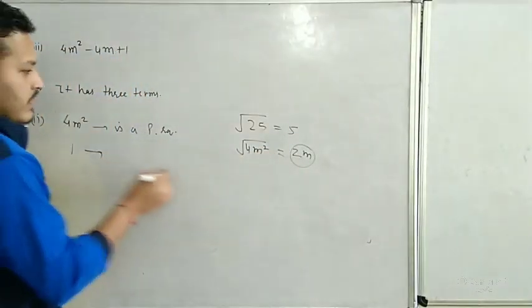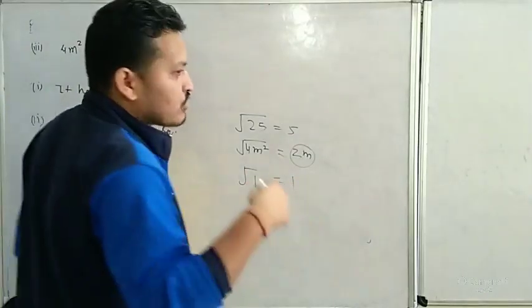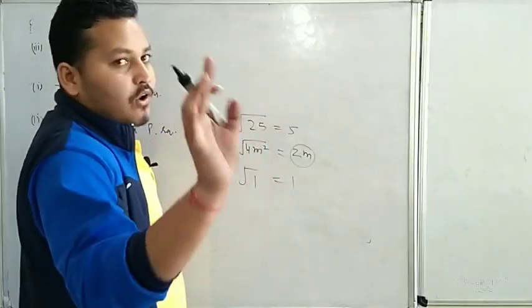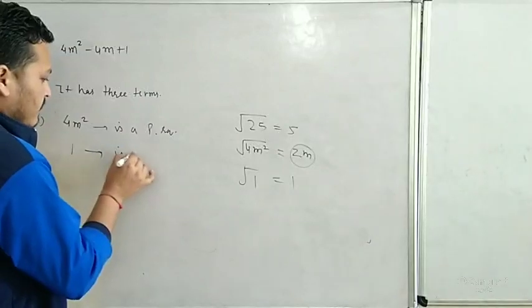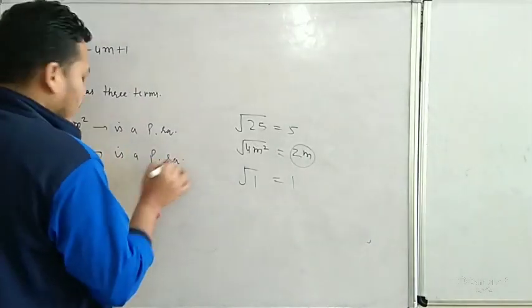Next, 1. What is the square root of 1? The square root of 1 is always 1. So we can say that 1 is always a perfect square. So 1 is a perfect square.